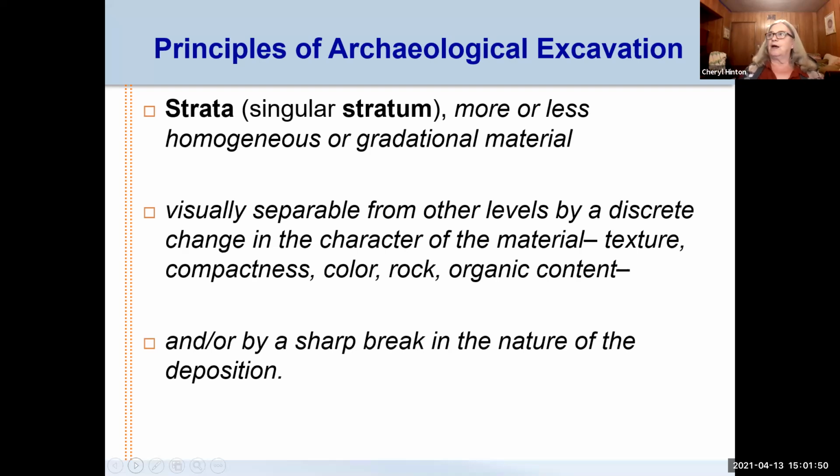All right, so in the principles of archaeological excavation, we use a lot of geological terminology. In some sites, as I said, the strata is not clear. We have a single stratum and then strata that go down gradationally, and they're visible in some way, or we'll see a break in the nature of the deposit. And this all becomes important as we look at how sites are formed at the very end of this.